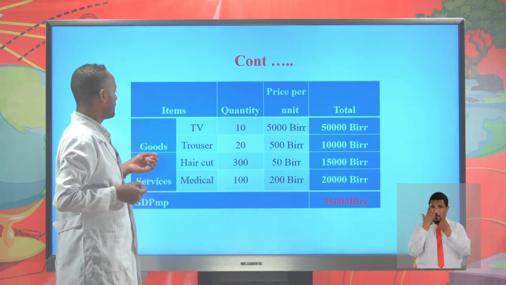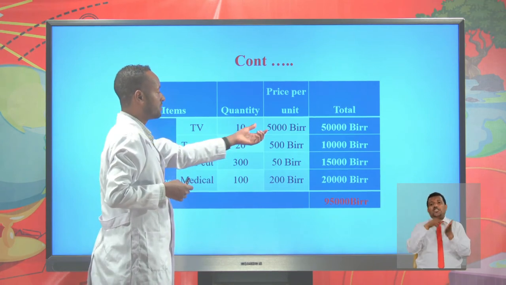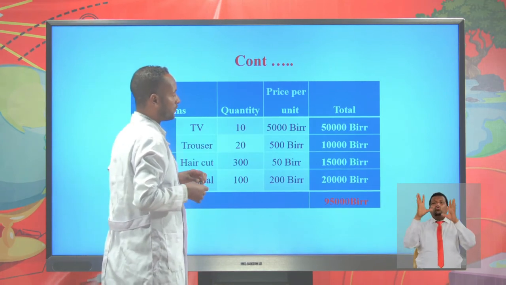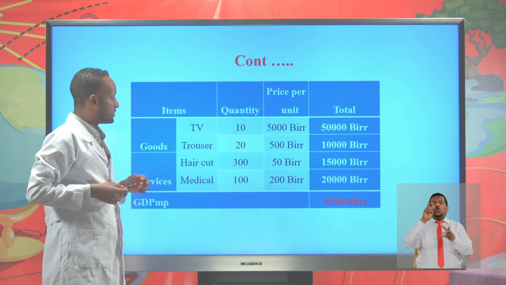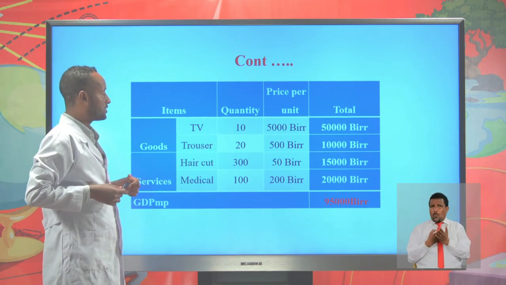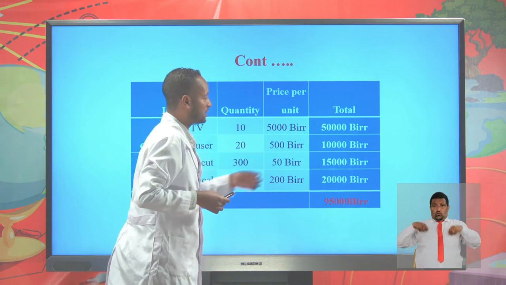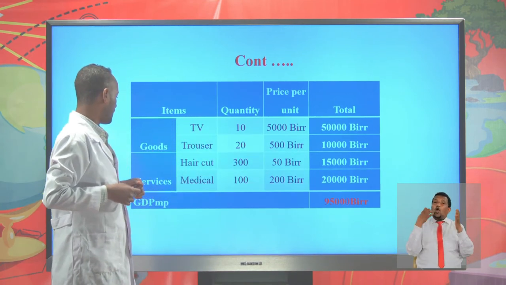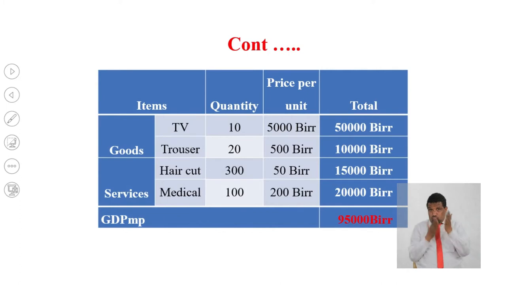Now, if there are 10 televisions produced in this economy and the price of a single television is 5,000 birr, then the total market value of television produced in this hypothetical economy is 50,000 birr. And if 20 trousers are produced, and if the price of a single trouser is 500 birr, then the market value of trousers produced is 10,000 birr. When we come to the service, if 300 haircut services are provided, and if the price of a single haircut is 50 birr, then the total market value of haircut service produced is 15,000 birr.